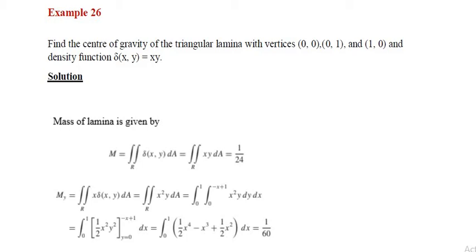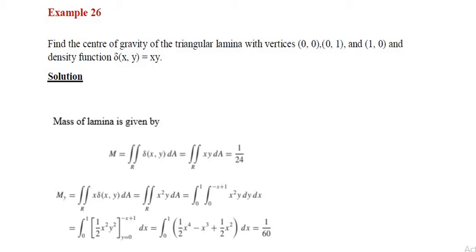Now we have to find My. That is equal to double integral over R x into delta of xy into dA. That is double integral over R, where delta of xy is xy. So x into xy. So this is equal to integral 0 to 1, integral 0 to minus x plus 1, x square into y dy dx.